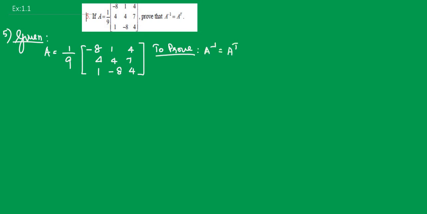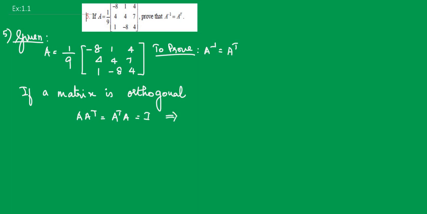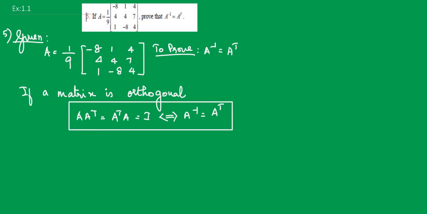We know the result given in our textbook: if the matrix is orthogonal, A transpose into A is equal to the identity matrix if and only if A inverse is equal to A transpose. So if the matrix is orthogonal, and A transpose A is equal to I, then it is understood that A inverse is equal to A transpose.